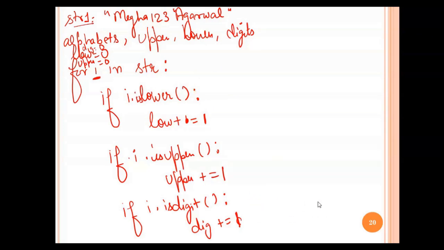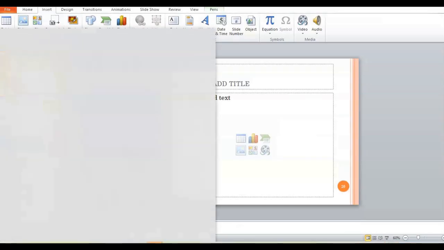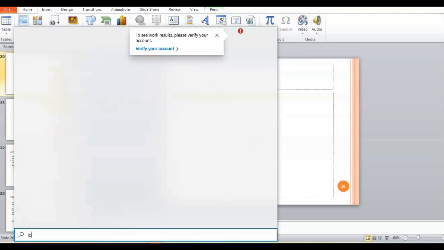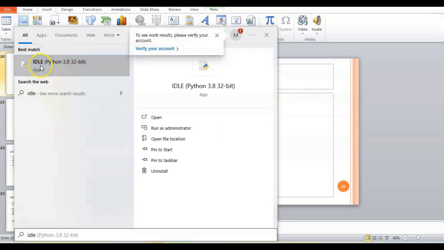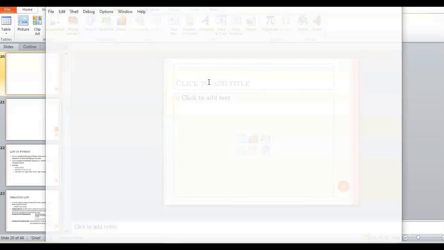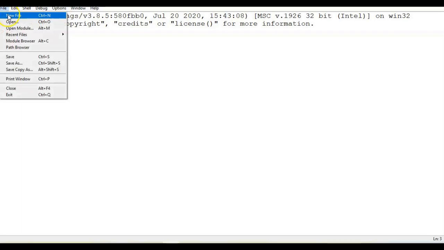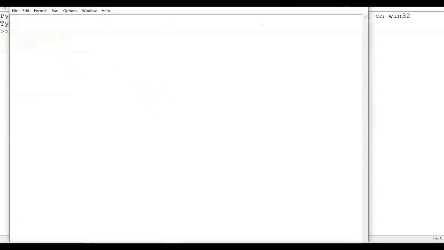So let us better execute it in the Python IDLE. Let me open it. So I am opening IDLE for Python here, and I will take one string. I'll take it from the user only. I'm not going to work with a constant string. So I'm opening a script mode because the code will be a little big.